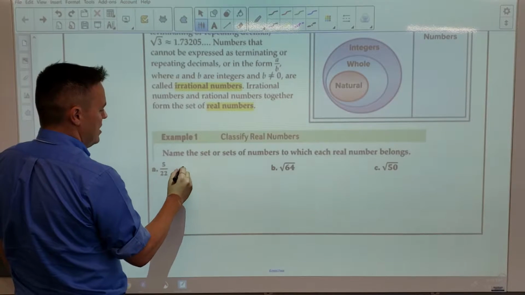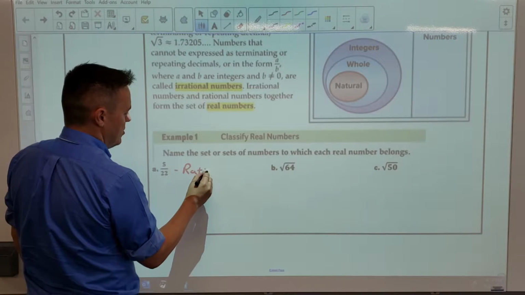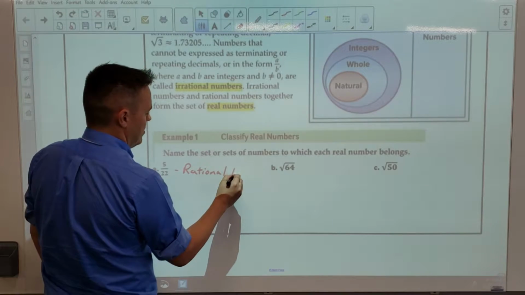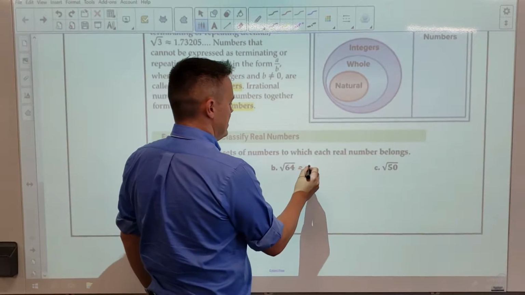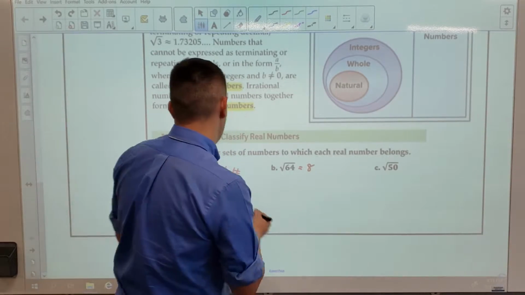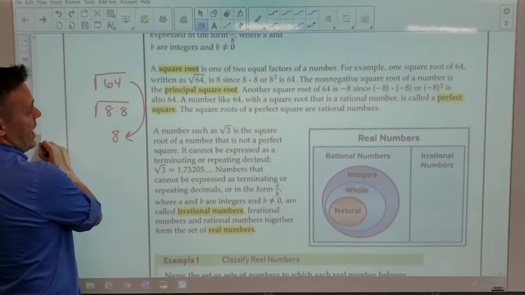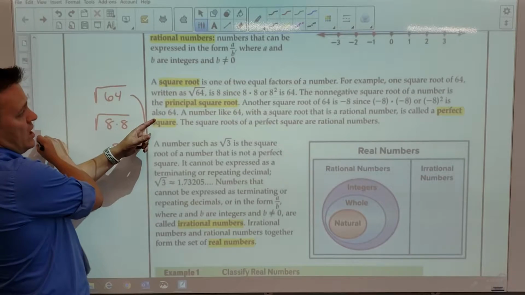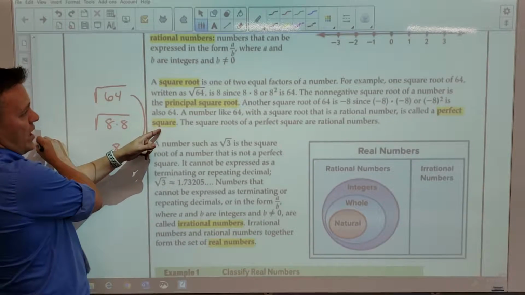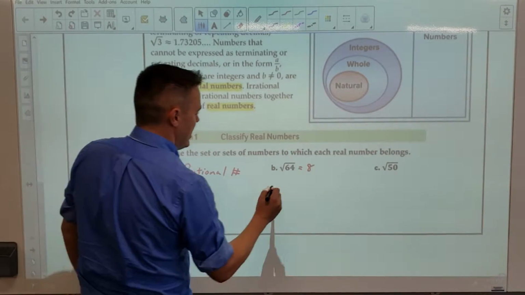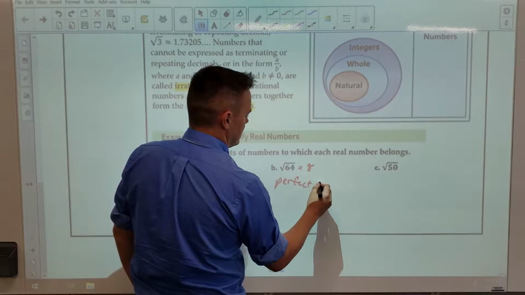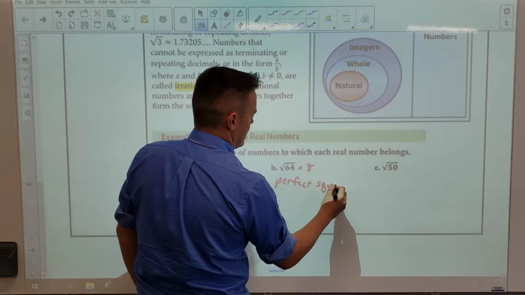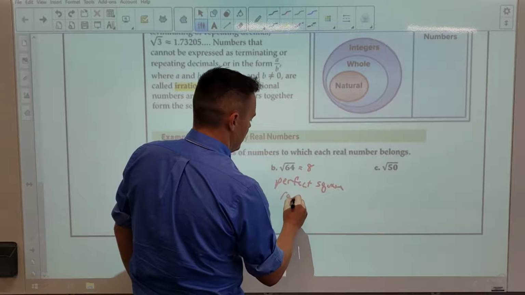So this would be a rational number. This here, the square root of 64, we know is 8. So technically speaking, ladies and gentlemen, that is a rational number, but it is also a perfect square. Make sure you know this is a perfect square and a rational number.